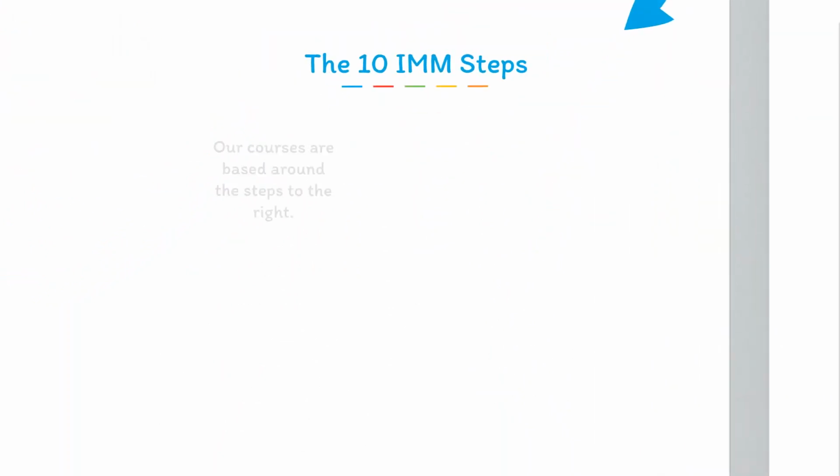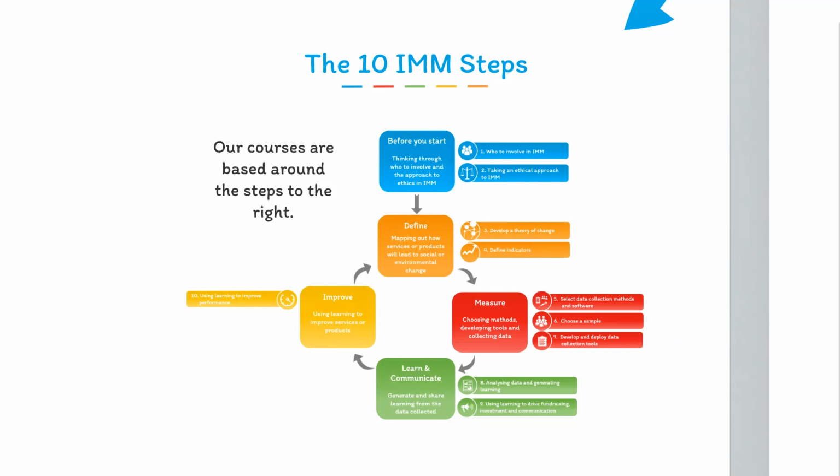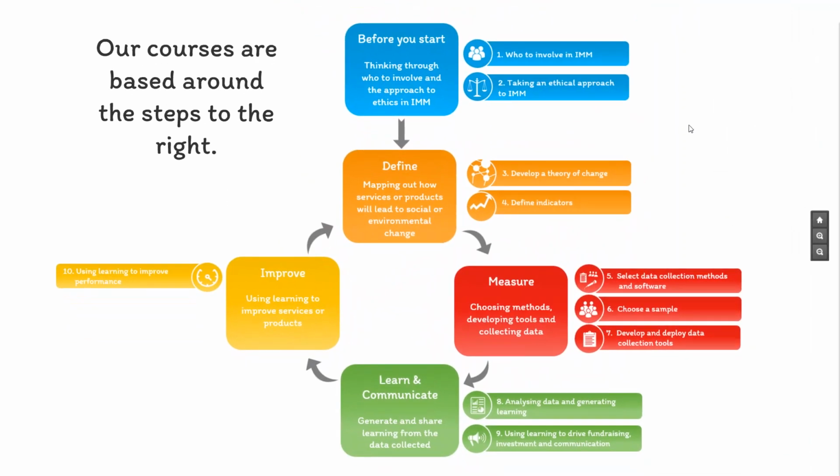And what we follow are 10 different steps, and they're based around a learning cycle. I'm just going to zoom in here so you can see this a bit more clearly. We start at the top and we look at who to involve in IMM and taking an ethical approach to IMM. Then we go down into defining and mapping out how services or products lead to social or environmental change. That's through developing a theory of change and defining indicators, which are measures of what data you're going to collect. We then look at how we're going to measure this in the red there.